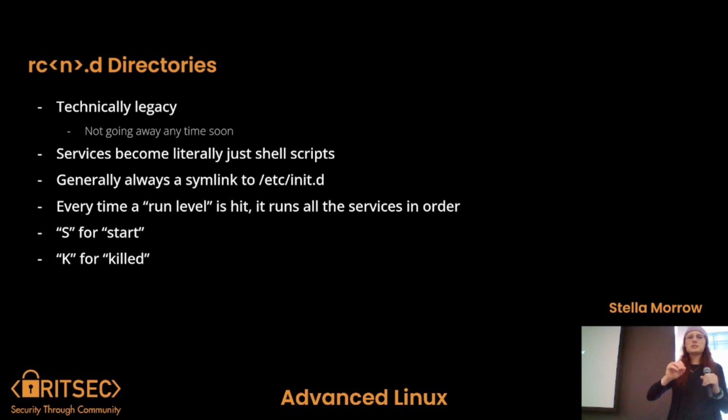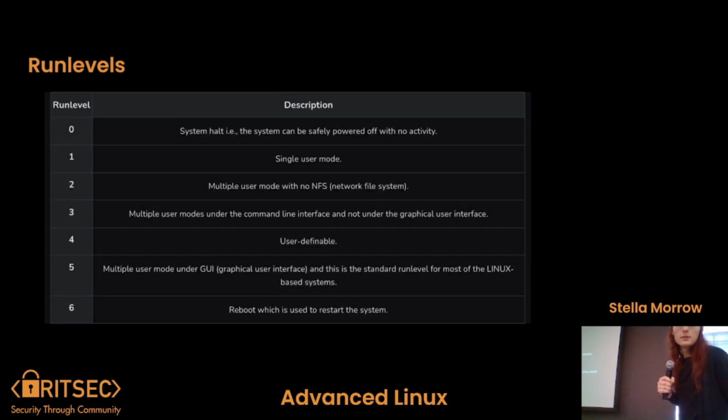There's generally always a symlink to something in /etc/init.d, and that's important just because it helps with organizing, and you can have things that run on multiple run levels. Each time a run level is hit, it runs all the services in order, sorted by file name. They all start with an S or a K. So S01 will start before S02. So you have like S01 SSH, and S02, I don't know, GNOME or whatever, just GDM anyway. Run levels.